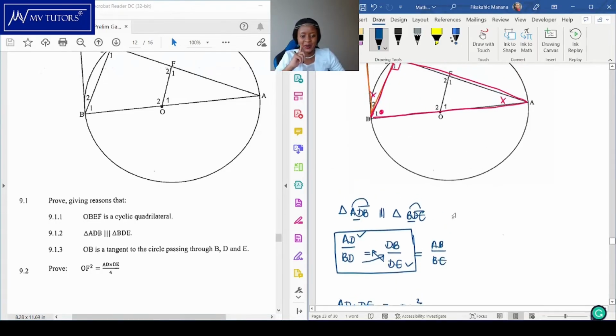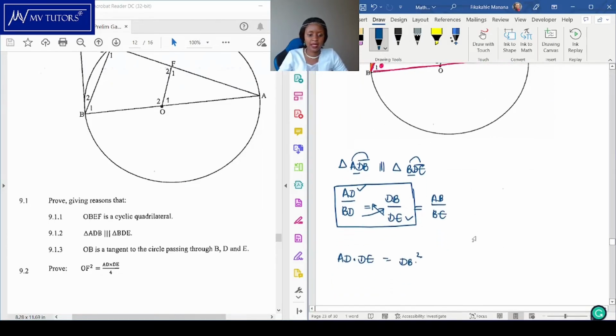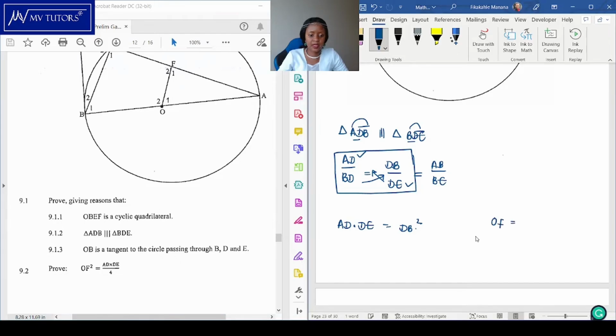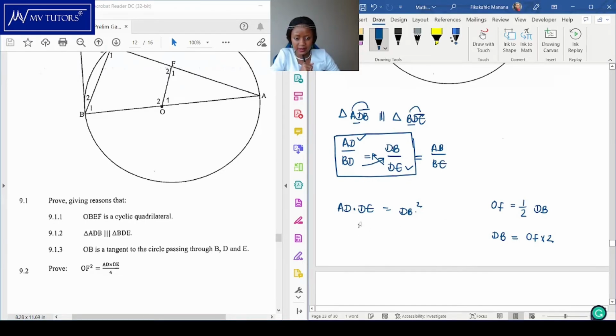Now let's see, what else do we know? Because of the midpoint theorem, we know that OF is parallel to BD, and we also know that OF is half BD. We already spoke about it. We know that OF is equal to half of BD. If I want DB alone, I would say that it is equal to OF times 2. But now it's not working out.